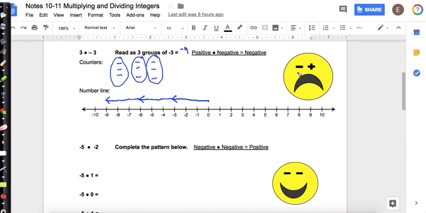So now this rule says a negative times a positive is always a negative. And I like to say I have a black eye. Somebody punched me in the eye and I'm not happy.